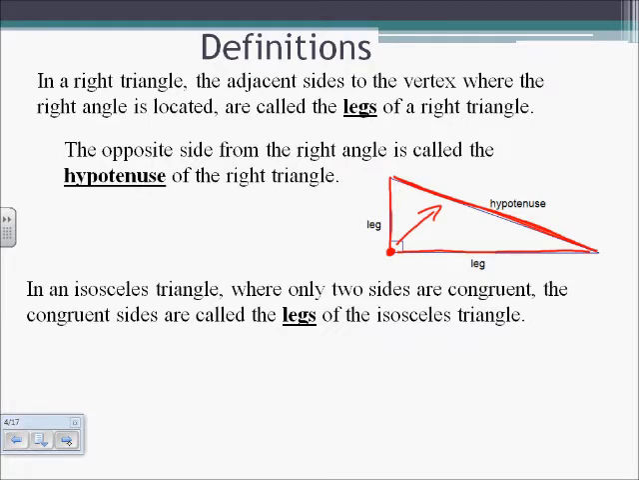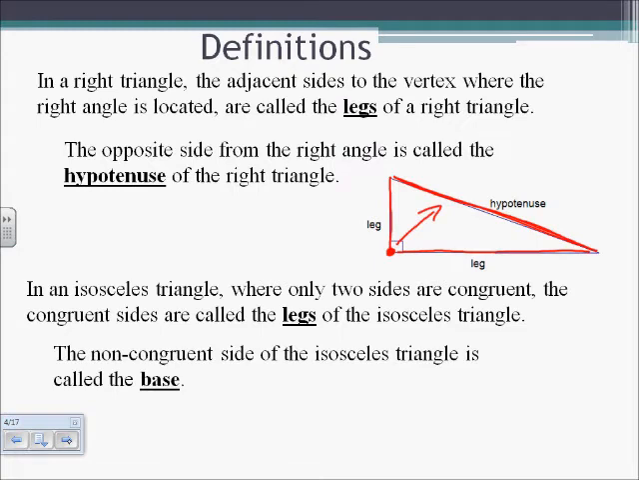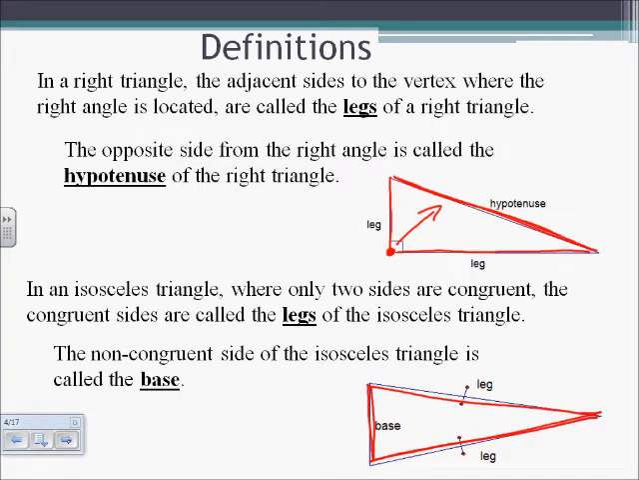In an isosceles triangle where only two sides are congruent, the congruent sides are called legs of the isosceles triangle. The non-congruent side of the isosceles triangle is called the base. So we have a picture that has the base of the triangle here. We have an isosceles triangle, and the adjacent sides here, these congruent ones, are the legs of the isosceles triangle.